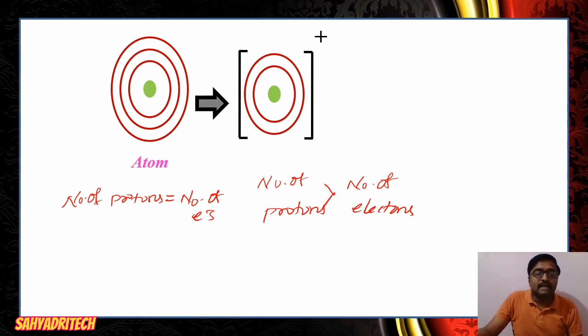So when electrons are lost, what happens? Number of protons will be more than the number of electrons. Therefore that chemical species is going to carry what charge? Is going to carry positive charge. Okay, yes. If they carry positive charge, then they are called cations. So how many positive charge? Here is going to carry +1, therefore it is called a monovalent cation.